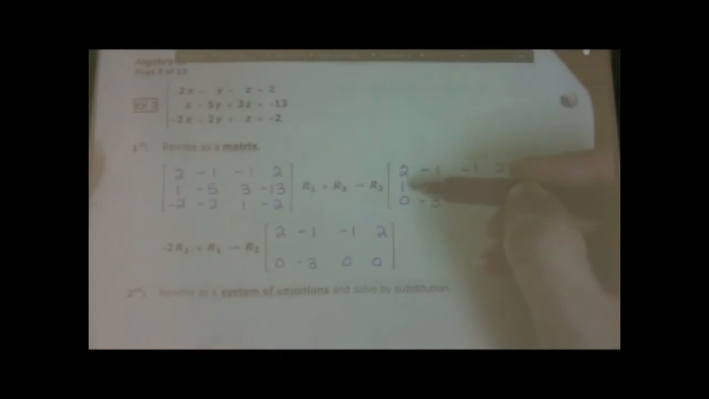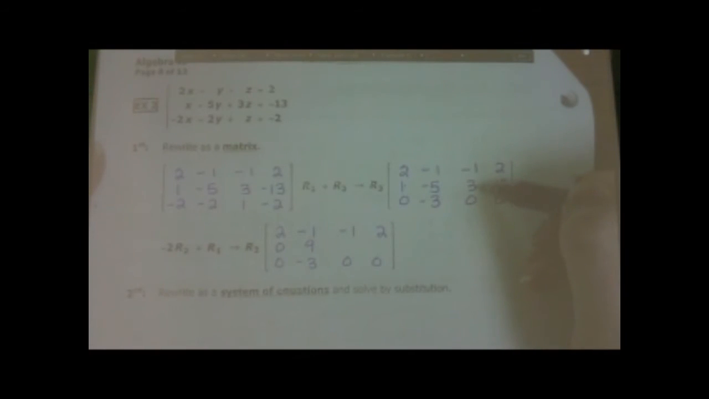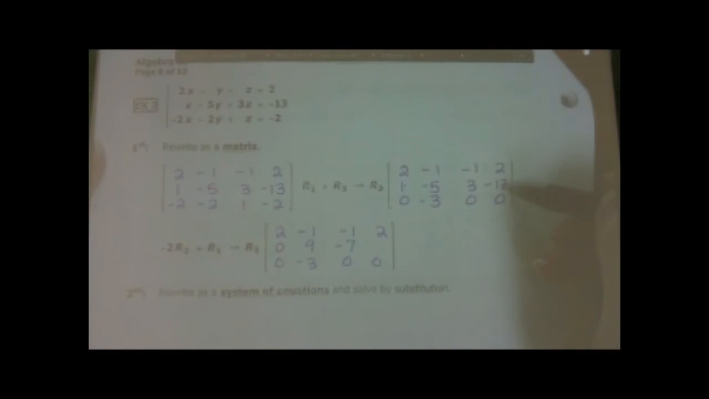-2 times row 2. So -2 times 1 is -2, plus 2 is 0, so that goes here. -2 times -5 is 10, plus -1 is 9. -2 times 3 is -6, plus -1 is -7. -2 times -13 is positive 26, plus 2 is 28.